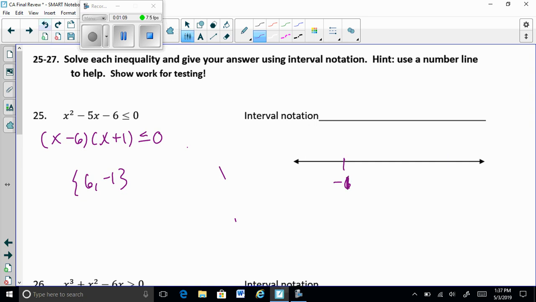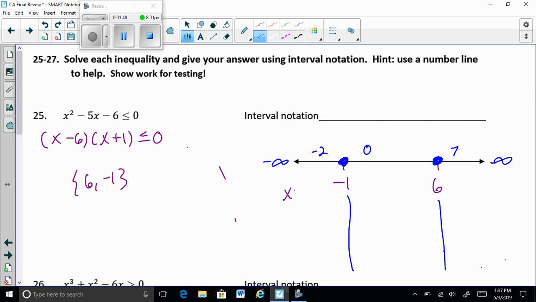So I'm going to go ahead and put my negative 1 right here, and then put my 6 over here. They are included, so I'm going to close them in. But now I have to test the intervals between and after. From negative infinity to negative 1, I'm going to test like negative 2. Between negative 1 and 6, I'm going to test like 0. And from 6 to infinity, I'm going to test like 7. I'm going to plug those in and see what happens.